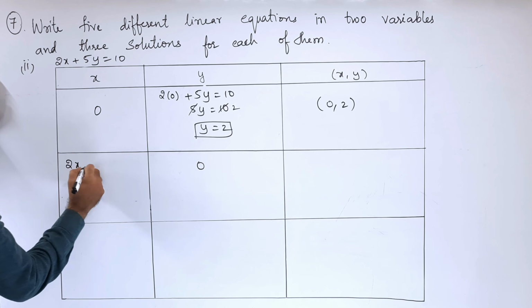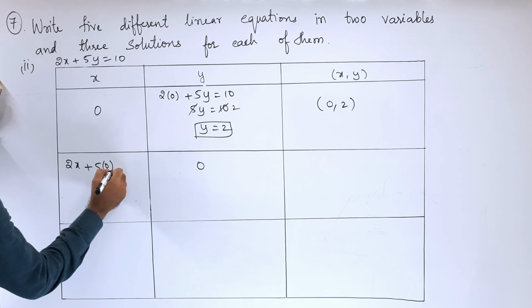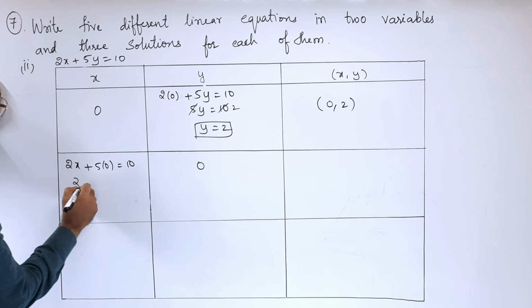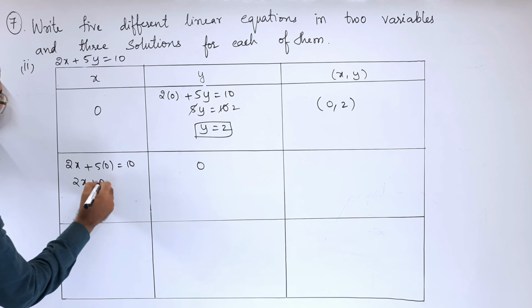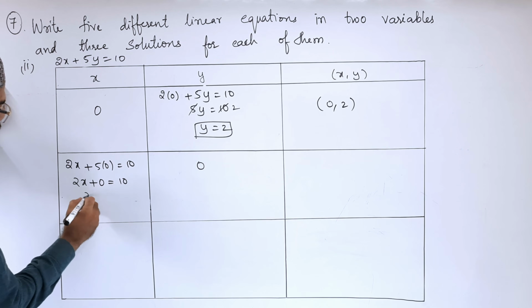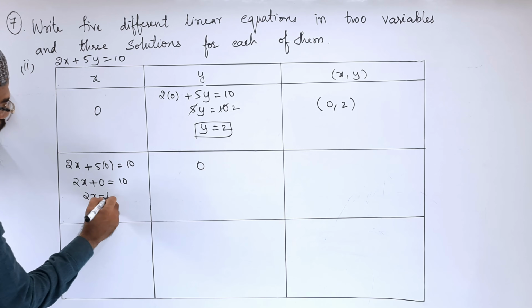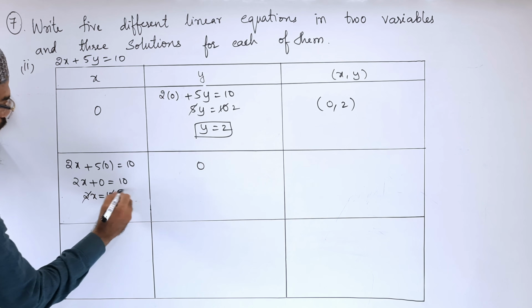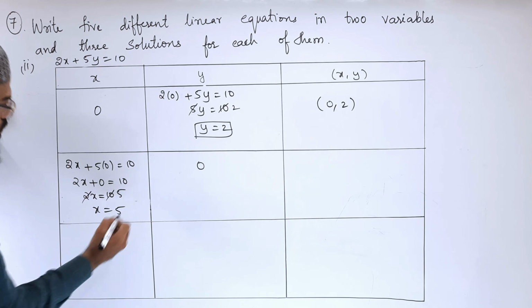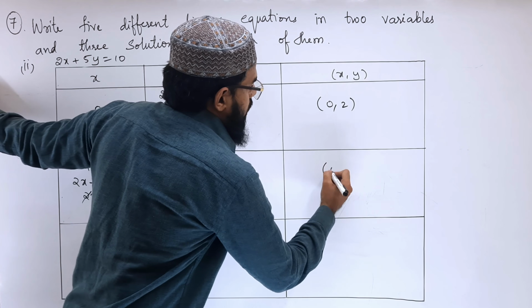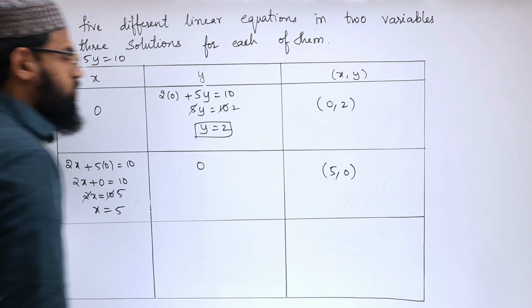Next, let us take y = 0. So 2x + 5 into 0 = 10. 2x, 5 zeros are 0 = 10. 2x + 0 is 2x = 10. 2 ones are 2, 2 fives are 10. So therefore x = 5. Now we can write (5, 0).